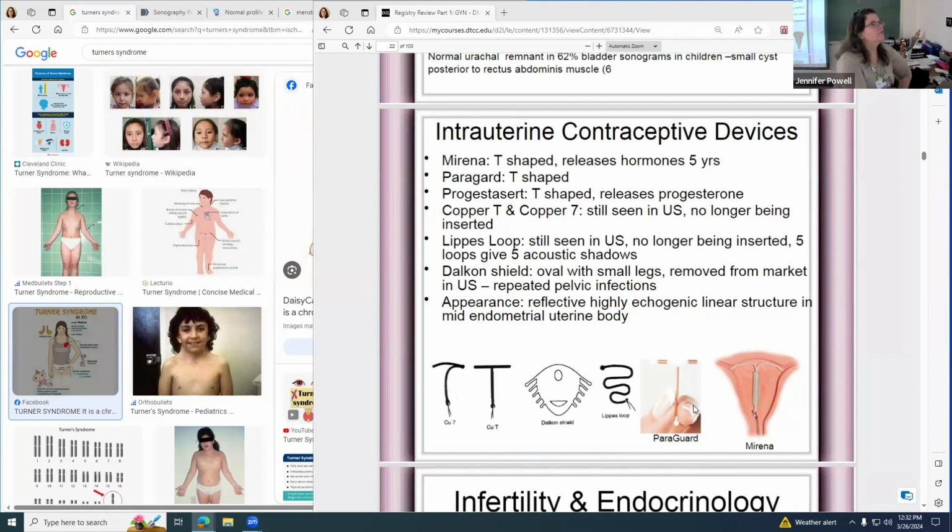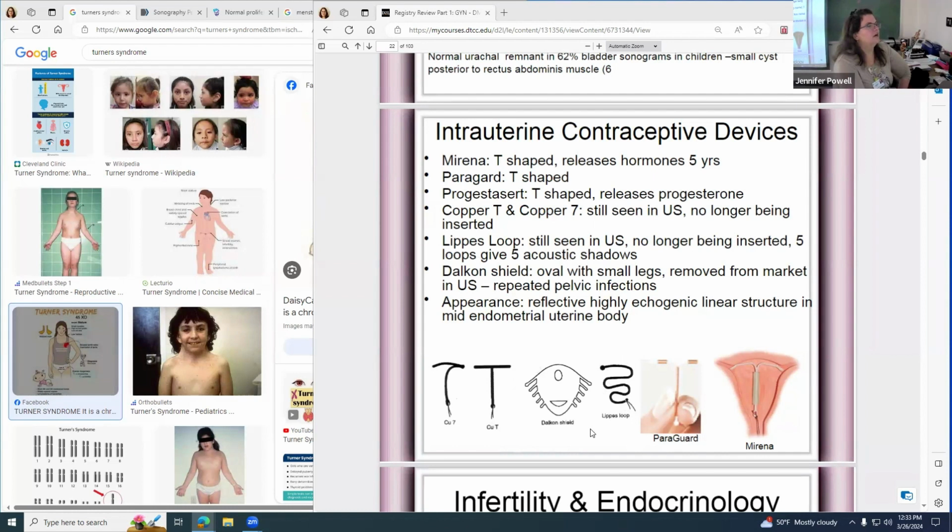You have Progestacert, which I have never heard of before, but it is T-shaped and releases progesterone. Copper T, copper 7, still seen in the US, no longer being inserted. So there's no new patients getting these, but you could potentially have a patient that has one. You have Lippes Loop, which is this spirally thing here, also still seen in the US, but no longer being inserted.